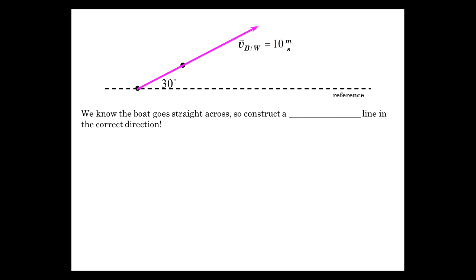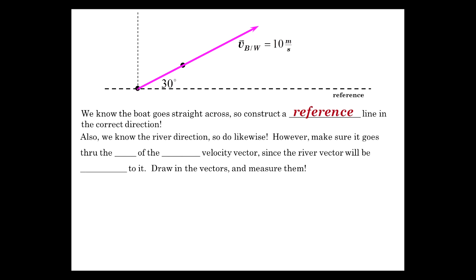The boat goes straight across now. We know the boat goes straight across. That was in the discussion, or it will usually be explicitly stated. So we construct a reference line in the correct direction, namely that from here we're going straight across. So do a perpendicular line to the reference, and that's the line along which the resultant vector will lie. So we know the river direction, and we know when we add the river vector to this one, it will end up hitting this reference line.